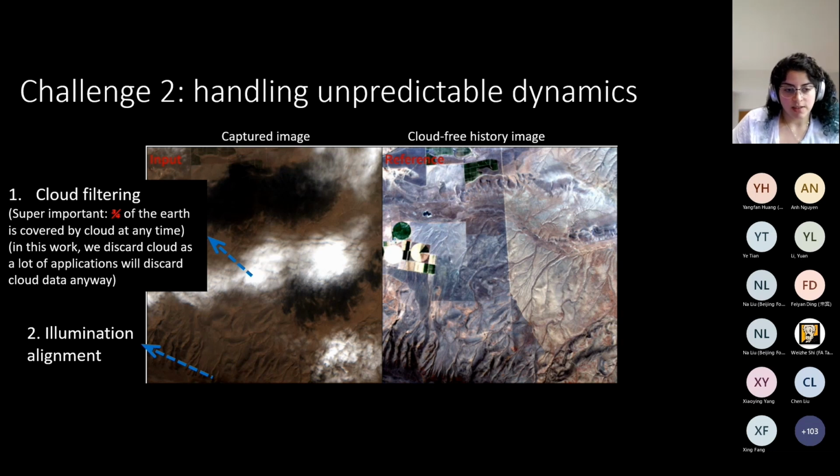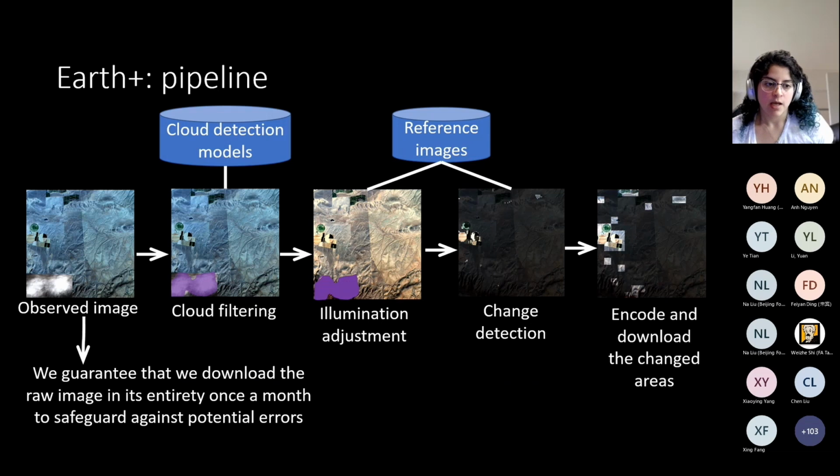The other part is the illumination is very different, and because of that, you can't just simply compare pixel to pixel, and you have to do certain adjustments and transformations before you can even compare the images. And this is where edge computing really comes to save us, where we have a processing pipeline where we start with an observed image.